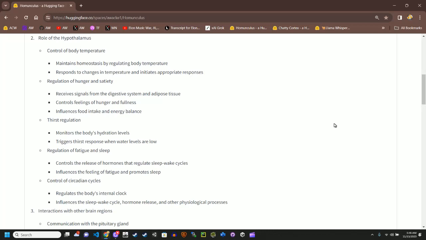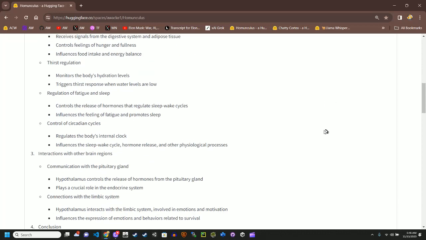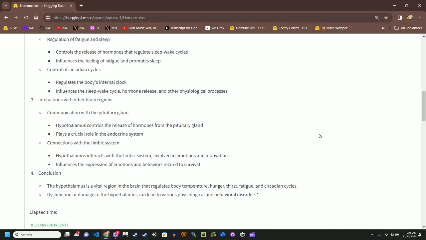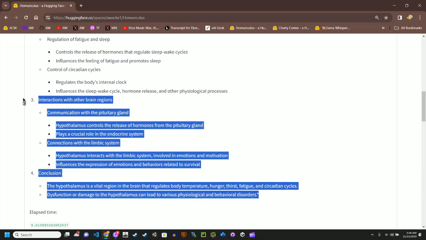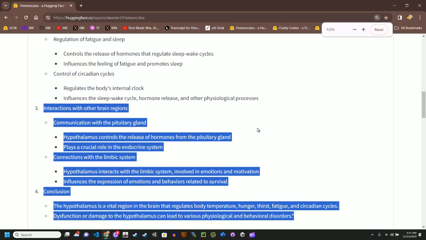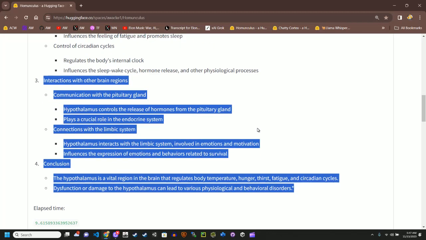3. Interactions with other brain regions. Communication with the pituitary gland. Hypothalamus controls the release of hormones from the pituitary gland. Plays a crucial role in the endocrine system. Connections with the limbic system. Hypothalamus interacts with the limbic system, involved in emotions and motivation. Influences the expression of emotions and behaviors related to survival.